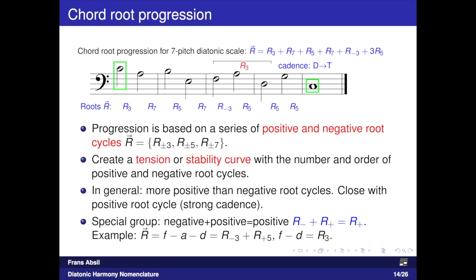We may control the feeling of stability in a chord progression by using the ratio and order of positive and negative root cycles. And in general, in a diatonic chord progression we will find more positive than negative root cycles, and typically a progression or musical phrase will close with a positive root cycle, which leads to a strong cadence. The example shows a series of 7 positive root cycles and 1 negative root cycle. It opens and closes with the tonic degree, and at the end we find a strong dominant to tonic cadence.